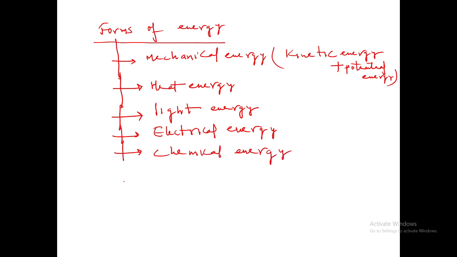So the energy stored in the matter is called chemical energy. Coal, petrol, kerosene, oil, wood, diesel, etc. all have chemical energy stored in them. When petrol is burnt in a car, the chemical energy stored in petrol is used to run the car.